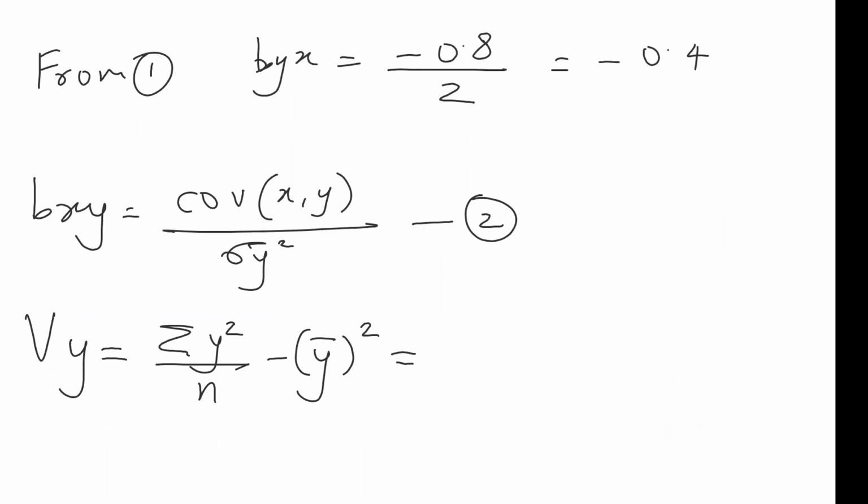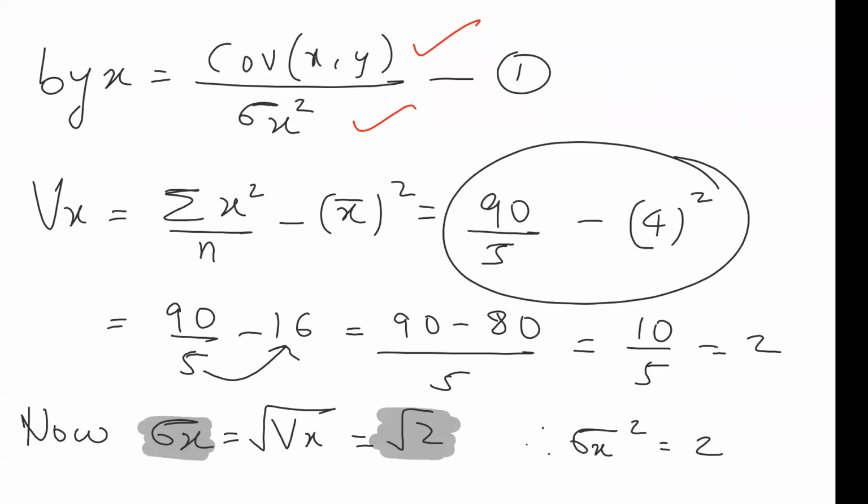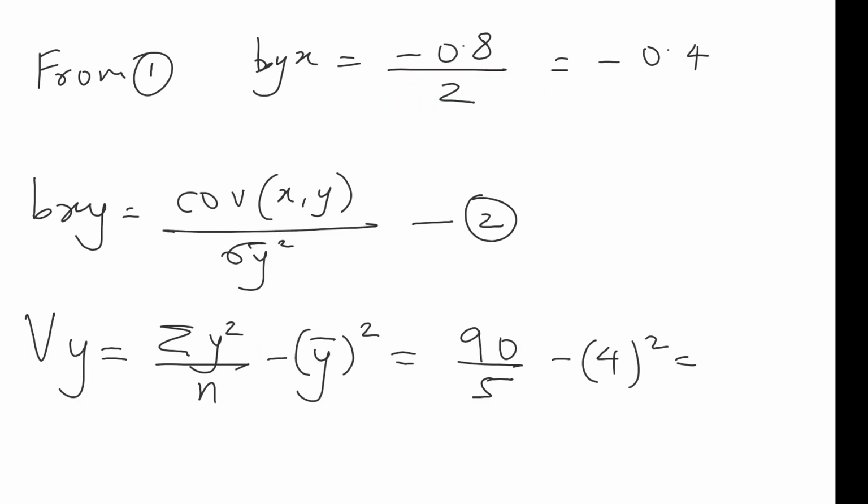The summation of y square is 90 upon 5 minus 4 square. Now if you see, the calculation is exactly same as for variance of x, so you can directly write the answer as 2. If you calculate this, you are supposed to get 2. Okay, but then we are interested in standard deviation of y. So standard deviation of y is equal to square root of variance of y, which is square root of 2.